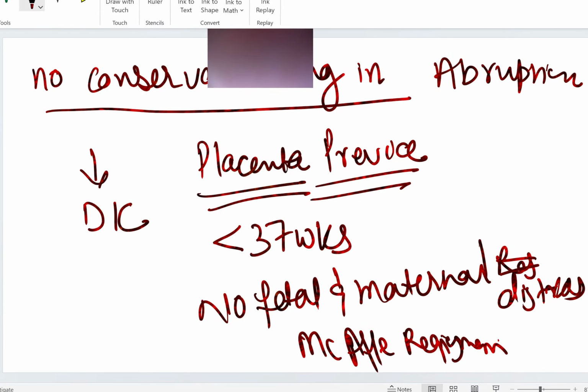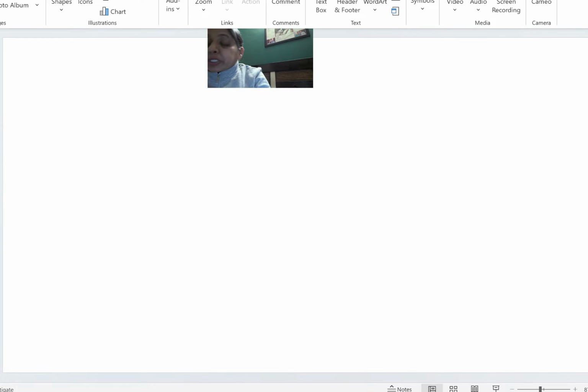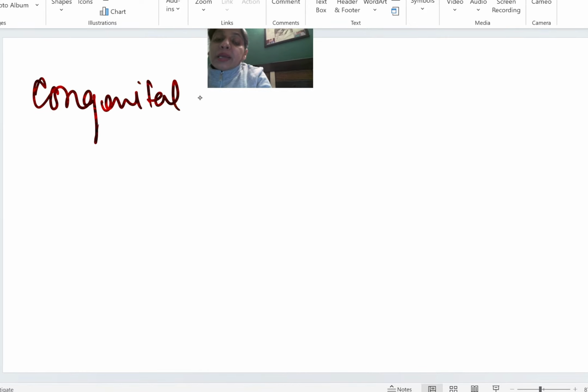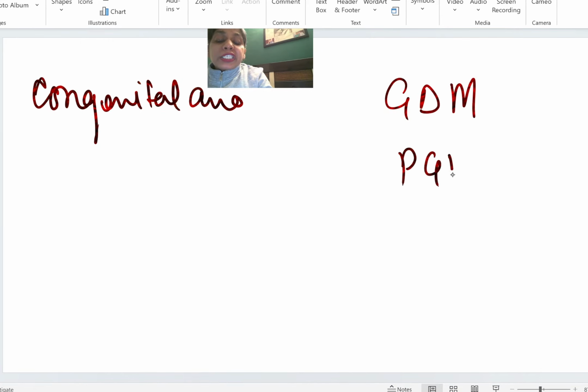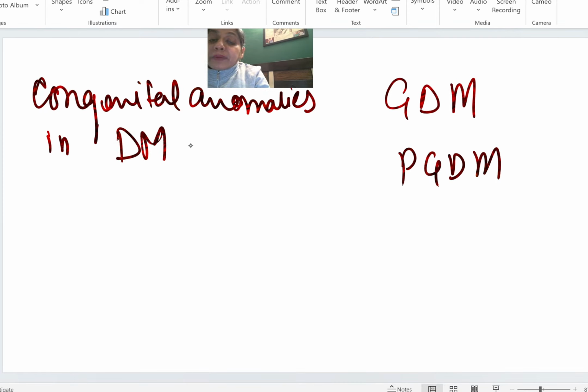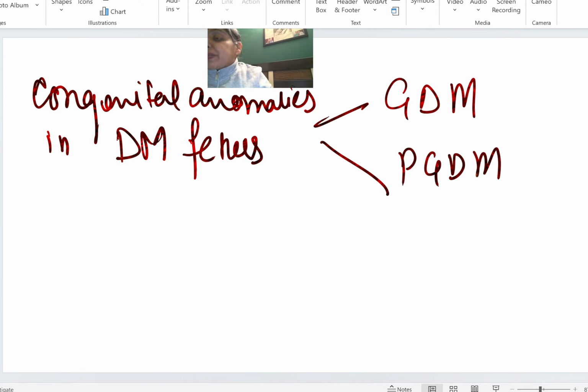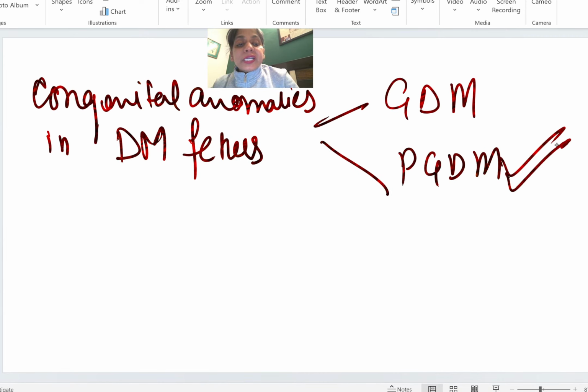Okay. In diabetes, the short question which they can ask you is that congenital anomalies in the fetus occur in which fetus? In gestational diabetes mellitus or pre-gestational diabetes mellitus? Write down in the chat box. Answer is pre-gestational diabetes mellitus, because gestational diabetes mellitus occurs after 28 weeks.